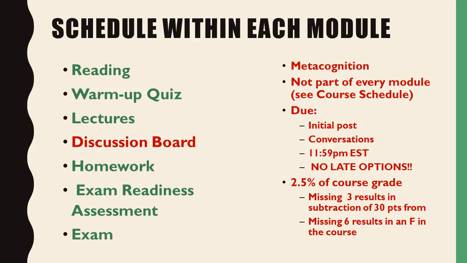So we have our discussion boards. Again, there's no late options here. However, if you have an excused absence, you can get an exemption. Your discussion boards are also 2.5% of your course grade. Missing 3 of them results in a subtraction of 30 points from your homework grade. Missing 6 of them results in an F in the course.